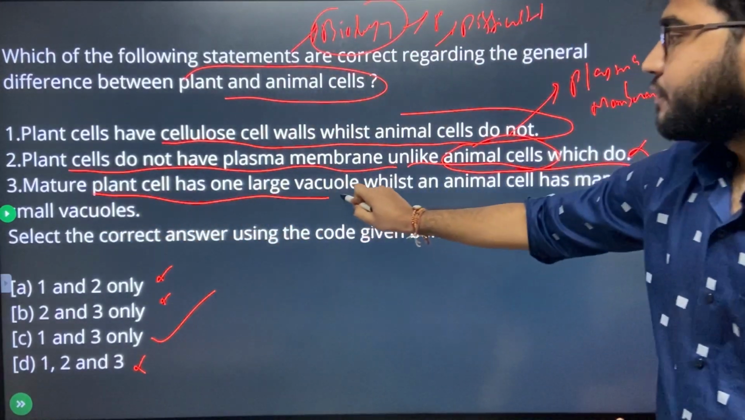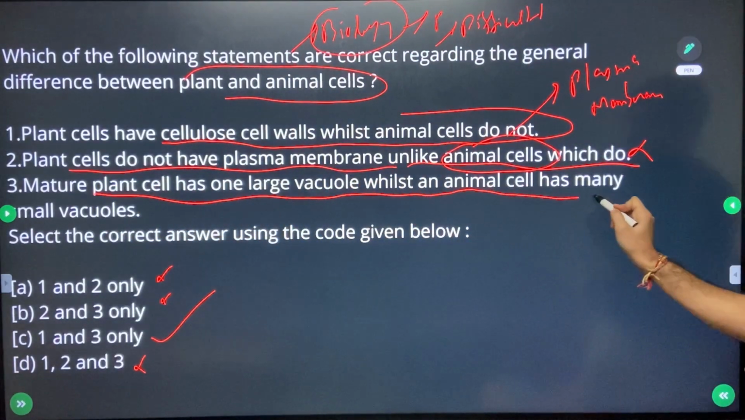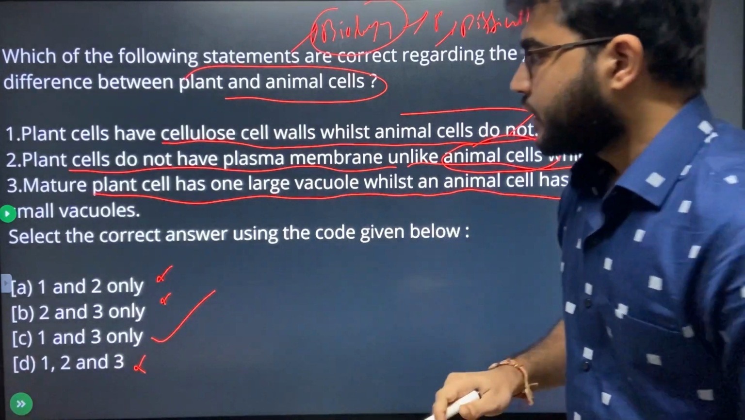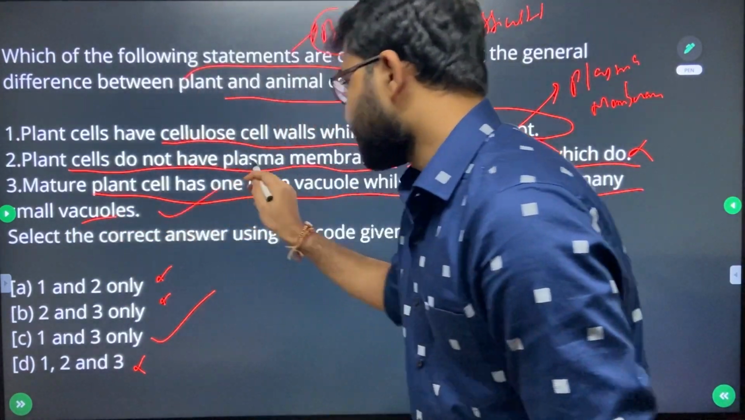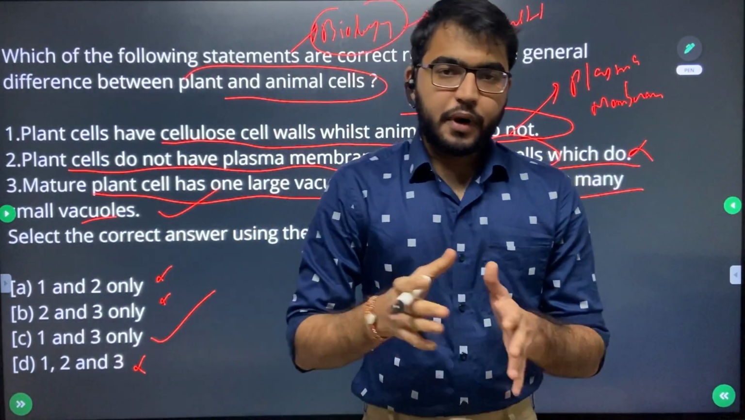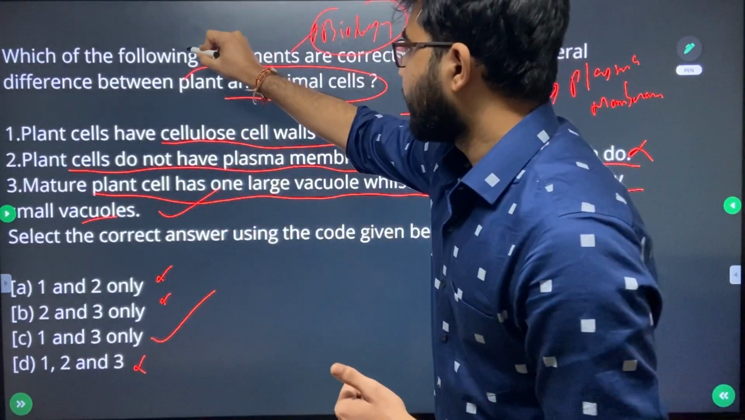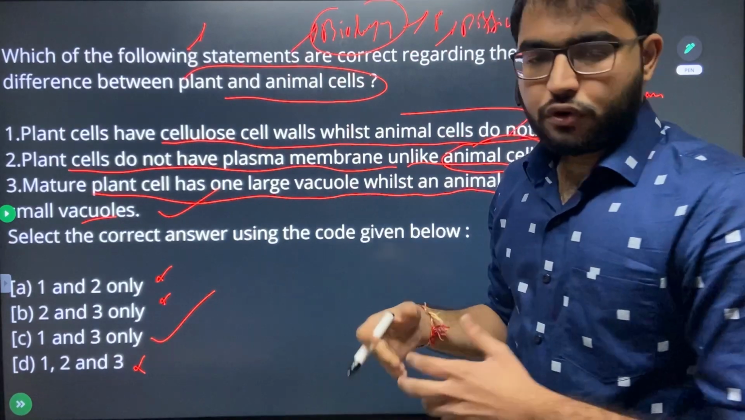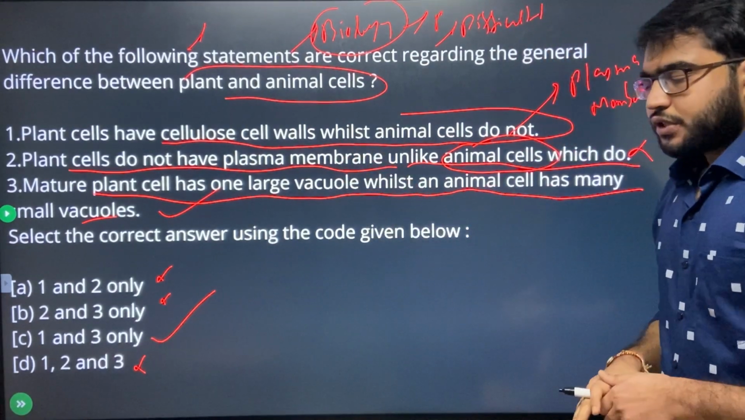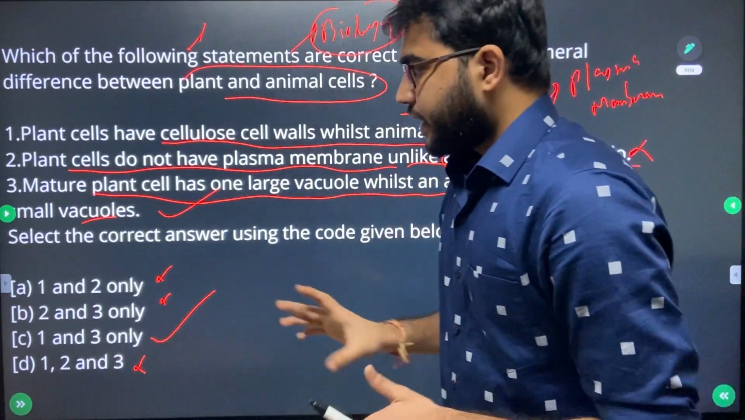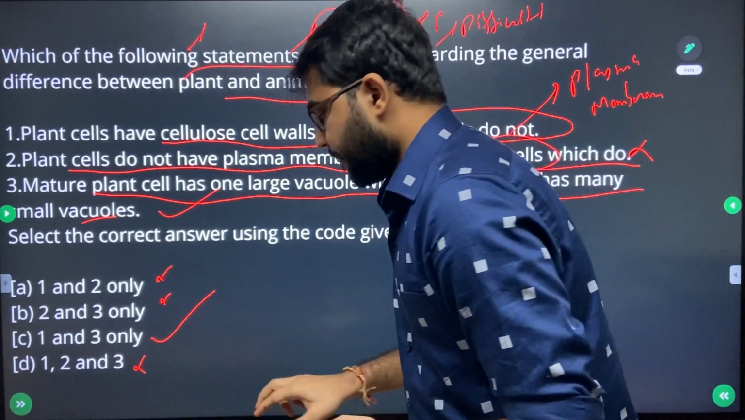A mature plant cell has one large vacuole, while the animal cell has many small vacuoles. Okay, it's a true statement. So again, if you are not from a biology background, if you have not read the NCERTs of biology of those 4 chapters, this can be a difficult question for you, but again you can easily attempt it if you read those things.